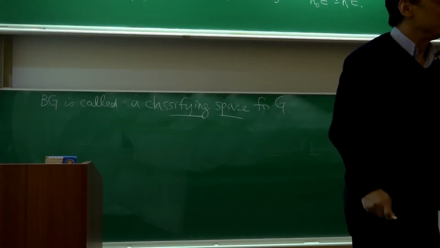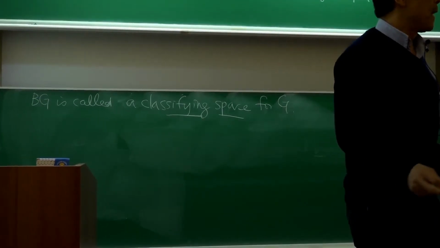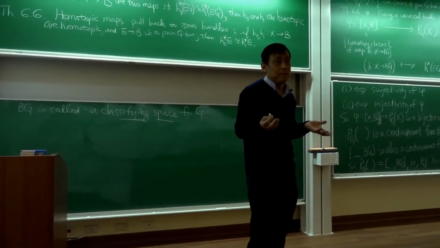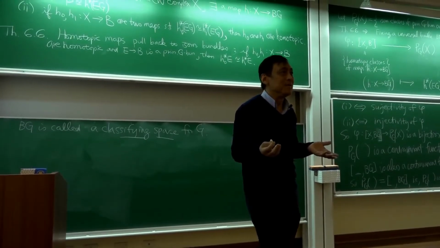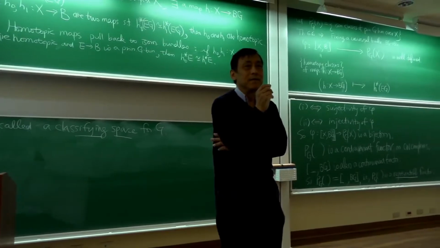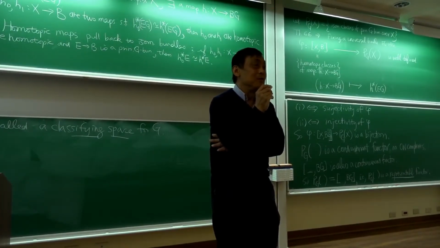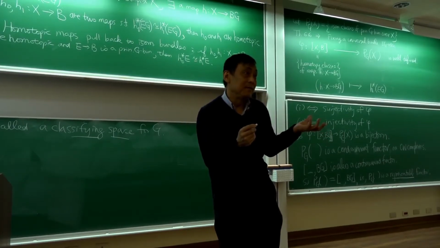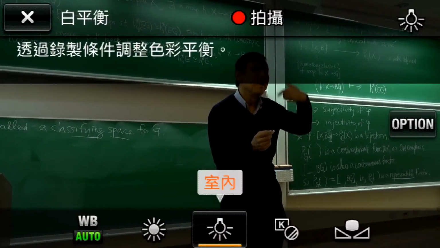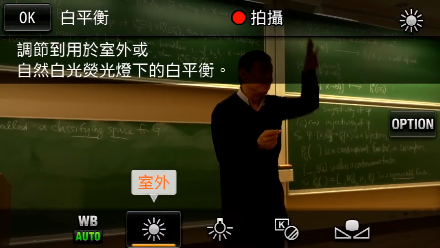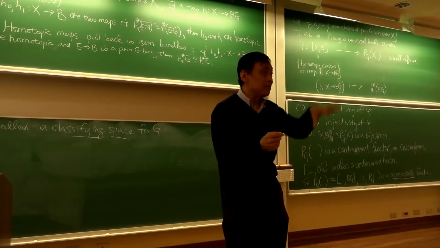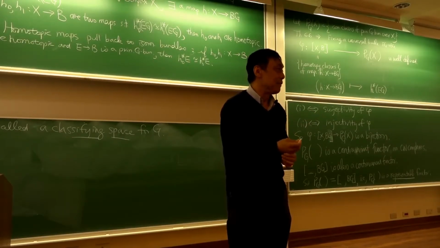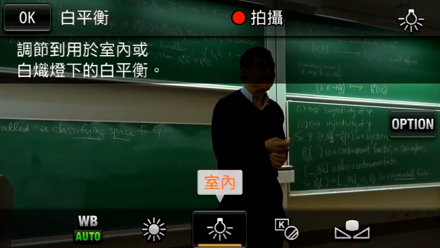So we have to find BG for each group G, and you already know quite a few. Can you tell me an example of BG, like for G equal to S1, the circle? You need to find a contractible space on which S1 acts freely, so that the quotient is BG, and you get a principal G bundle. Do you have an example of that?